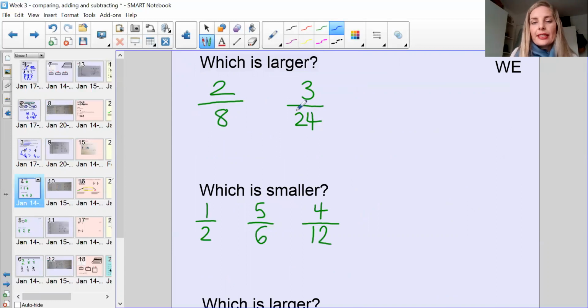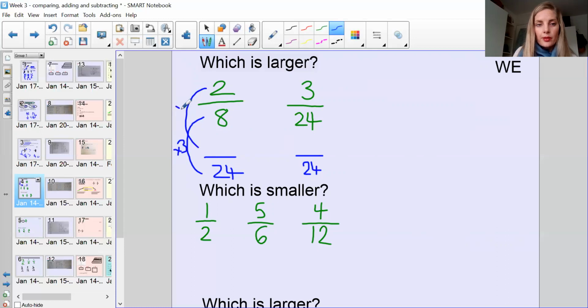Right, let's have a go at these together. Which is larger? So first of all, are my denominators the same? No, they are not. So I go to the biggest denominator and I say, can this number go into this number? Yes, it can. So I'm going to make both numbers over 24. Okay. What did I do to the 8 to get 24? I times it by 3. So what must I do to the 2? I must also multiply it by 3. Okay. Remember, whatever I do to the one number, I need to do to the other number. So I'm just making an equivalent fraction here.